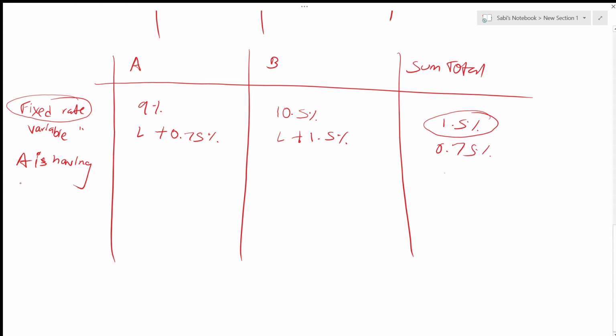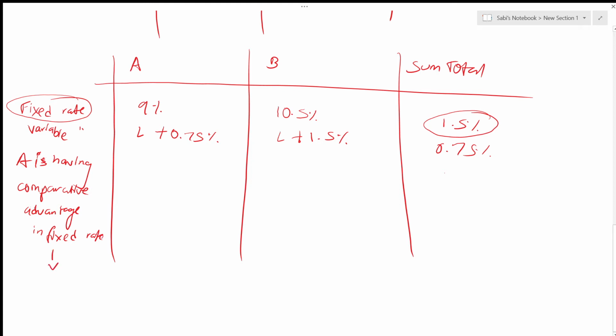A has, you have to see the bigger gain, right? Under which rate they have the bigger percentage benefit. A is paying less, so you have to see from A's point of view. The company which is paying less, from that company's point of view you have to see, because they are getting the comparative advantage, not the one who is paying high. So A has comparative advantage in the fixed rate.